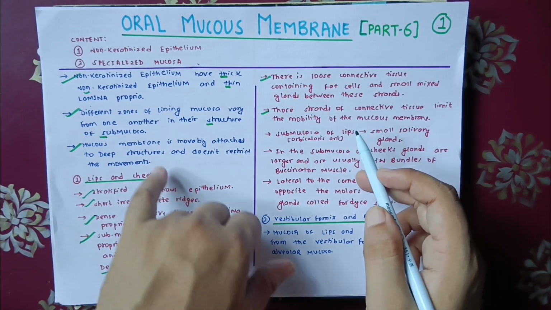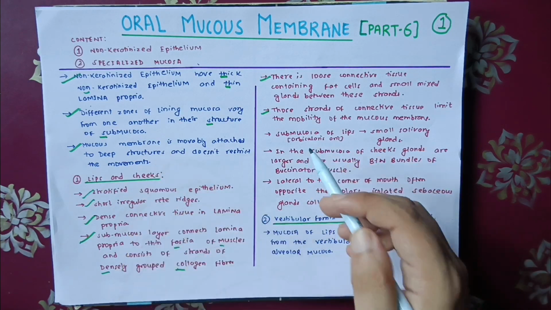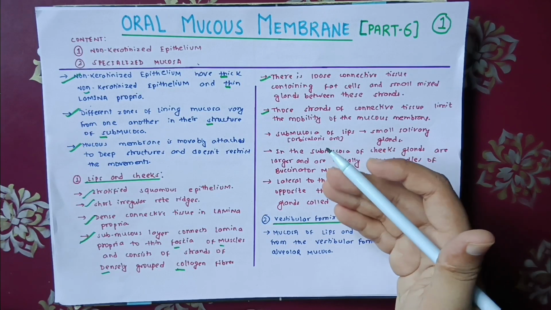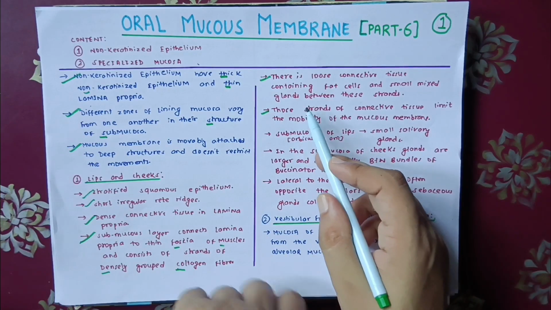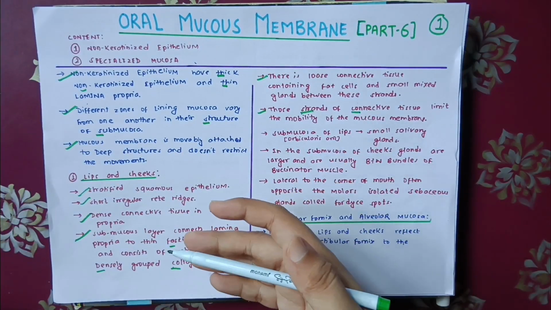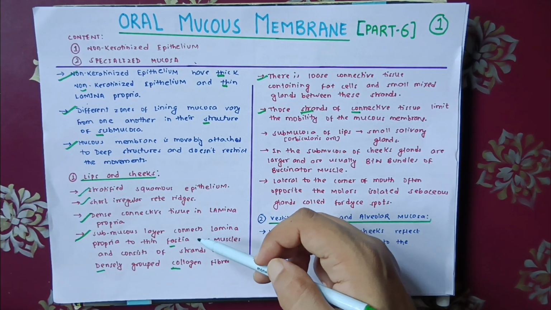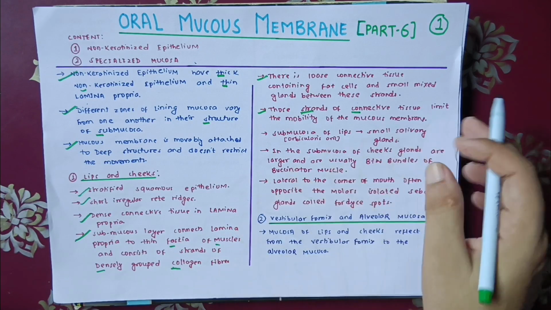As I have written here, they are movably attached to the deep structure, so they can move, but there is a limit up to which they can move. That limit is provided by the strands of connective tissue in this submucous layer, which connect the lamina propria to the deep structure of the muscle.